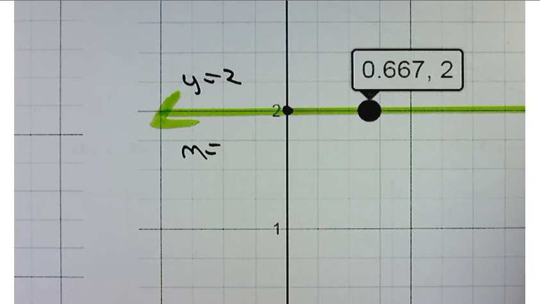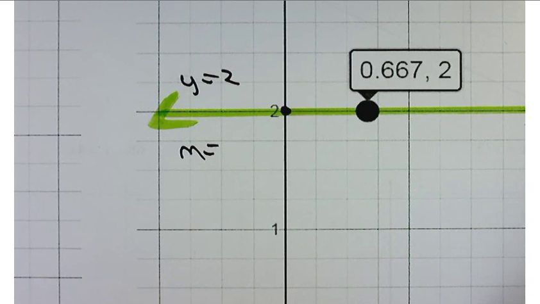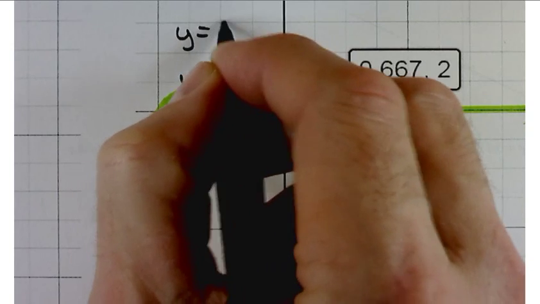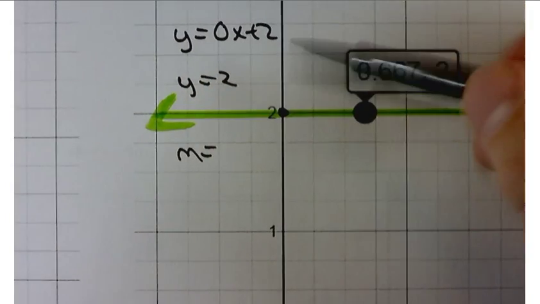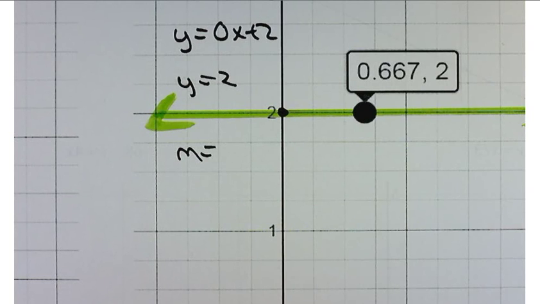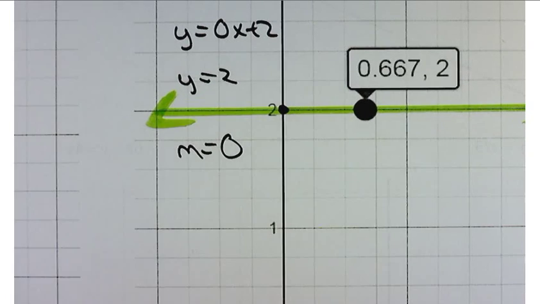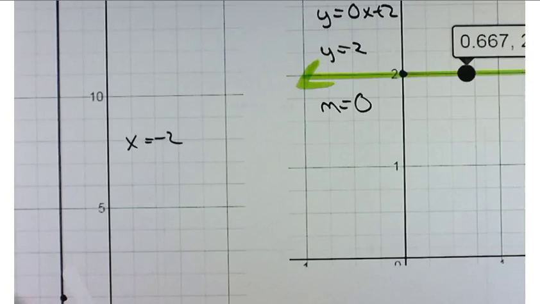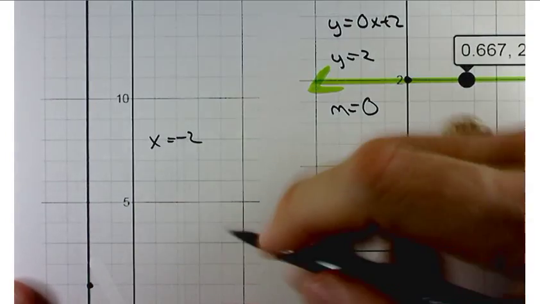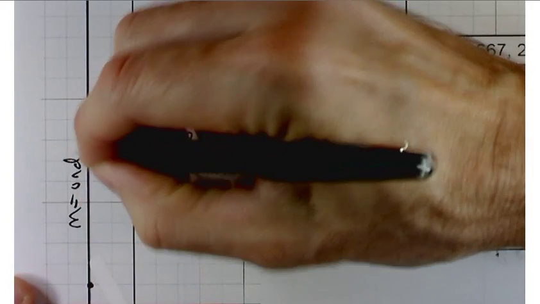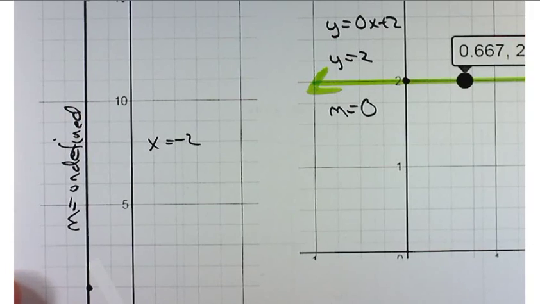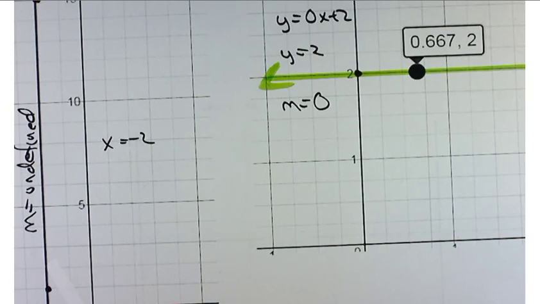Some help? Undefined? Let's put it this way. What if I wrote it as 0x plus 2? Are these two equivalent? So what's the slope of this line then? 0. Horizontal lines have a slope of 0. Keep those things straight. Horizontal lines have a slope of 0. Does anyone remember what they said somebody said about this line? Yeah. Undefined. Make sure you get some of these things. These are easy points that are going to be on the exam.